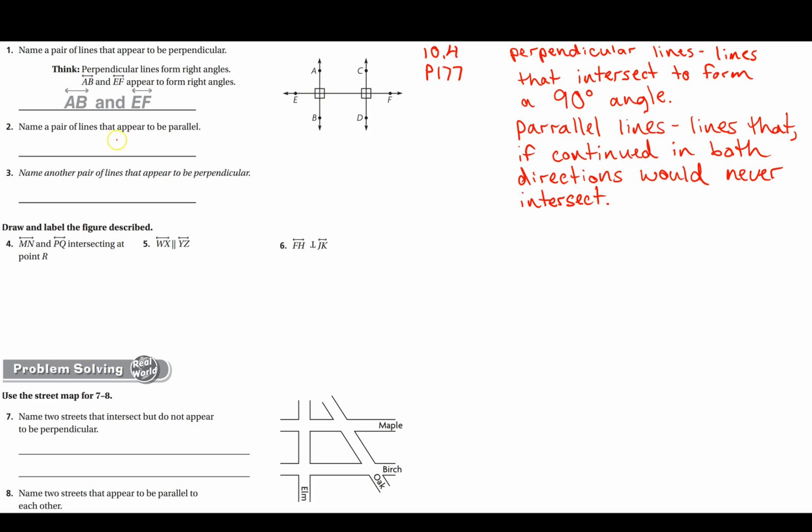Number 2, name a pair of lines that appear to be parallel. Well, already in our introduction, we talked about that. We have line AB here and line CD. These lines will never intersect. So again, I have line AB and line CD.